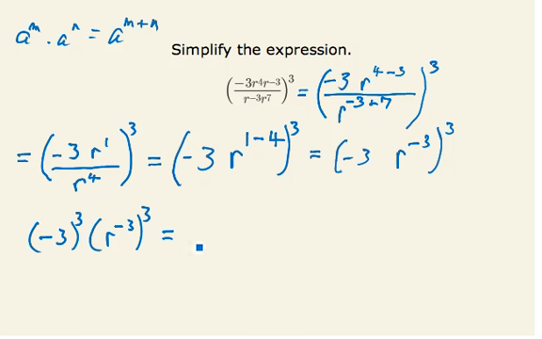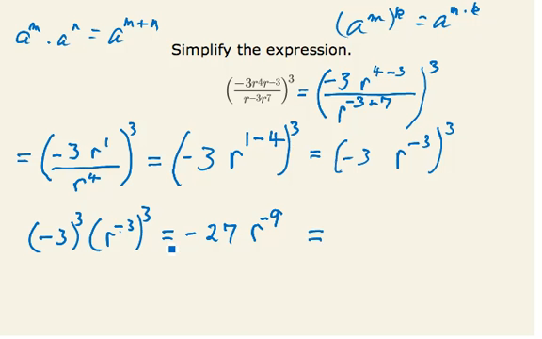Negative 3 to the 3rd is negative 3 times negative 3 times negative 3. That's negative 27. When I raise a power to a power, we multiply exponents. I'm using the rule that a to the m to the k is a to the m times k. We multiply exponents. So the new exponent on r is going to be negative 3 times 3, or negative 9.